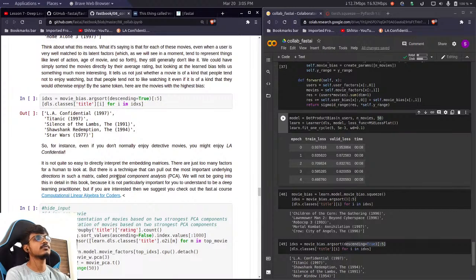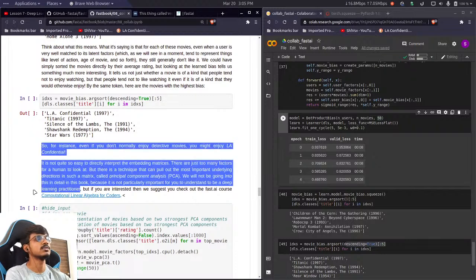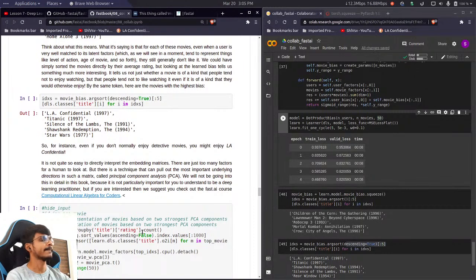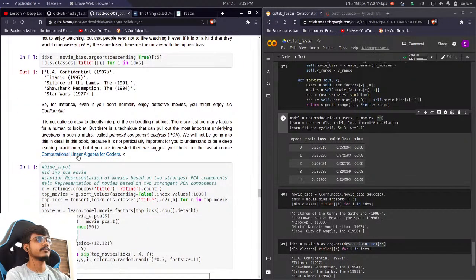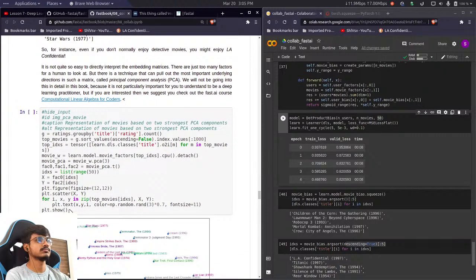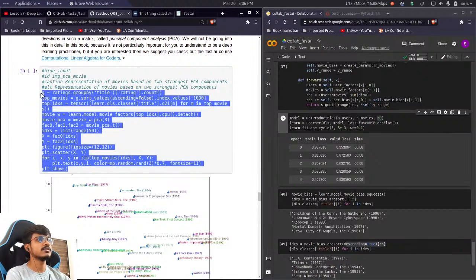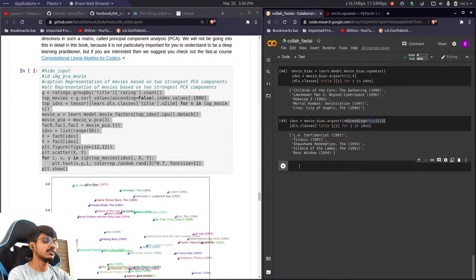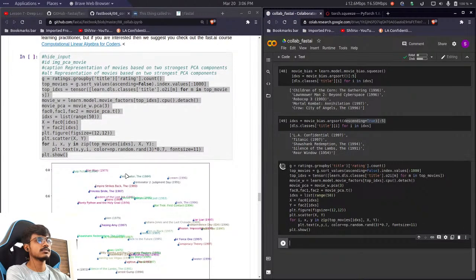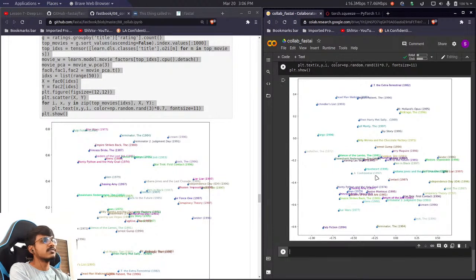Okay, so I don't have to know about principal component analysis in detail to be a deep learning practitioner. Cool. That's hopeful to hear. And this is basically PCA. Ratings, group by title, rating mean, and so on. I'm not even going to try to decode what all this stuff is doing. Let me just try to copy paste it and run it. Don't want to get into the details. This is definitely not readable.